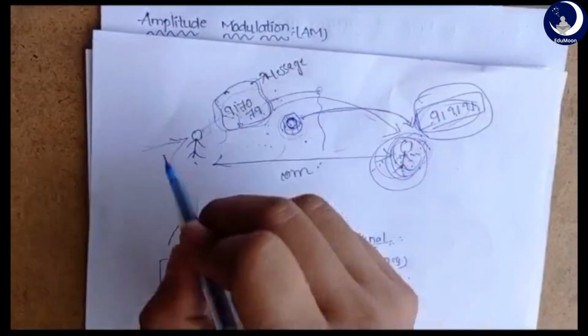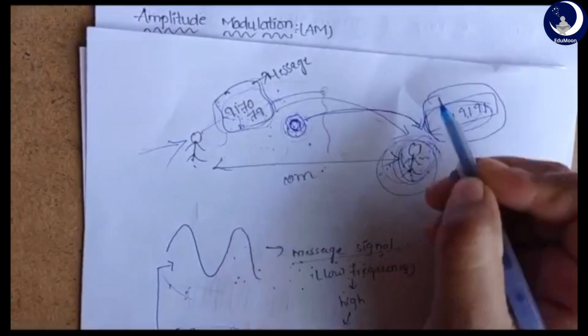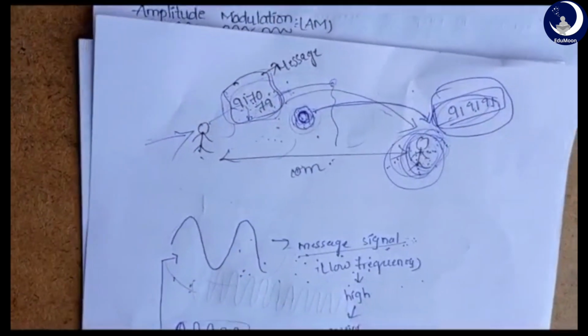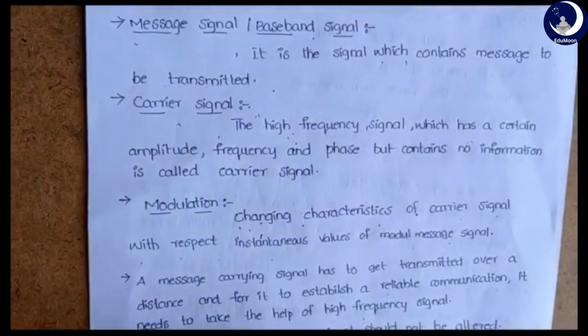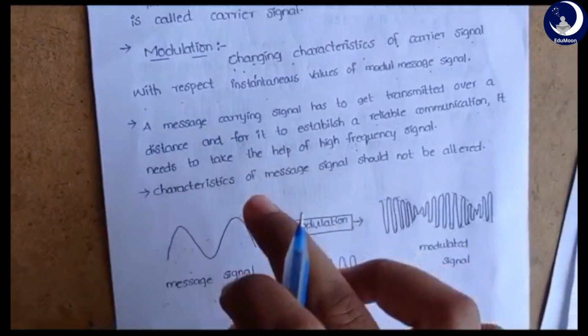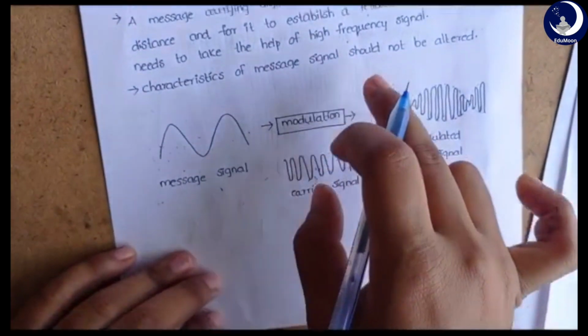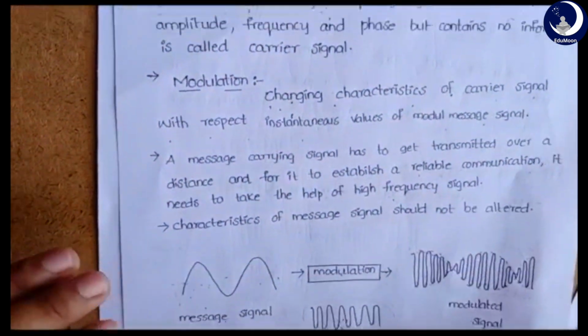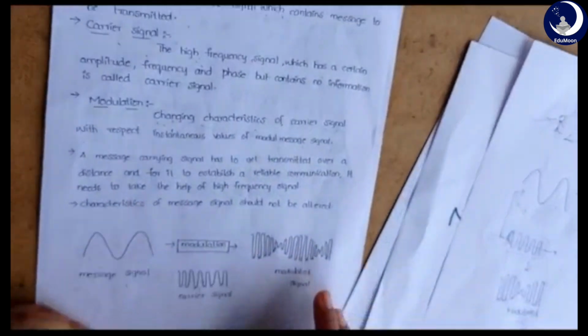So, though all this is done, the most important thing is that the information, that is the message, should not be altered. He must receive the same information which you sent. So in modulation, the most important thing is that the characteristics of the message signal should not be altered. Until now we know what is message signal, what is carrier signal, and what is modulation.